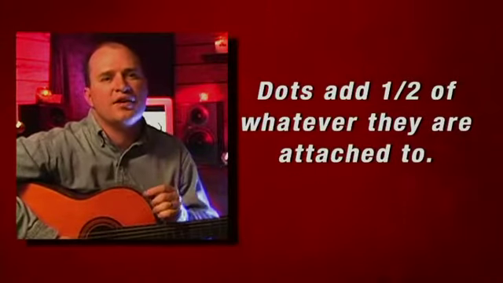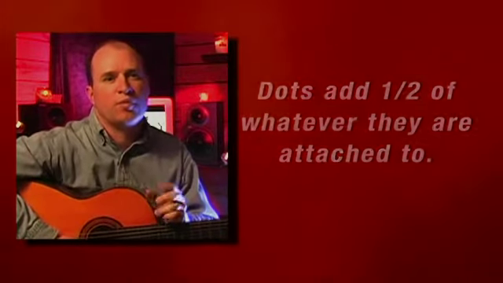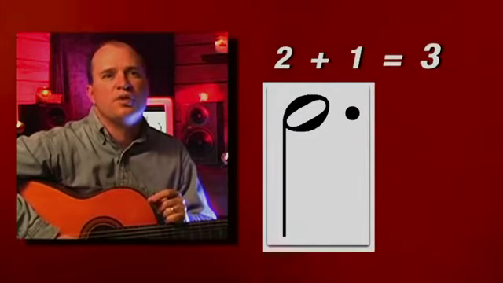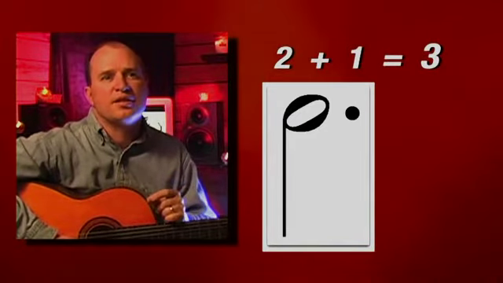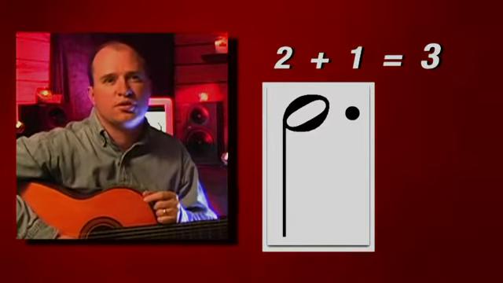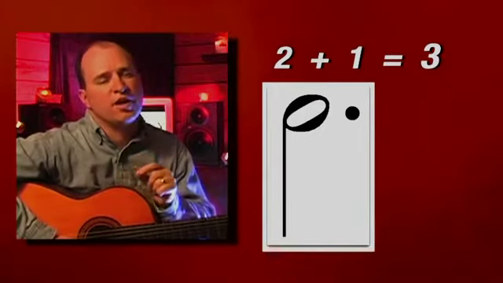Now, dots add something to the note. Here's the rule: dots add 1/2 of whatever they're attached to. What do I mean by that? Well, let's look at our example. In our half note example, I have a half note with a dot on it. A half note gets 2 beats. The dot, what does the dot get? The dot gets half of whatever it's attached to. So, half note gets 2, the dot would then get 1. So you add them all up together, and that gets 3.